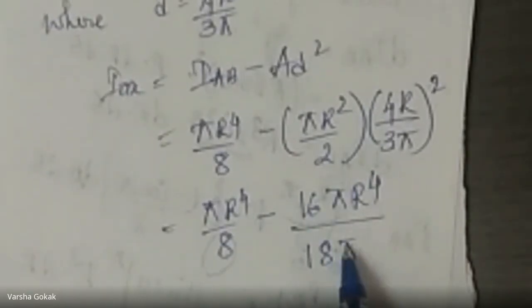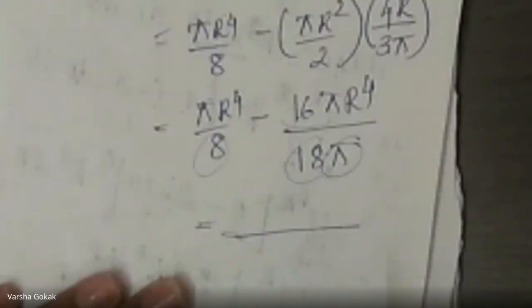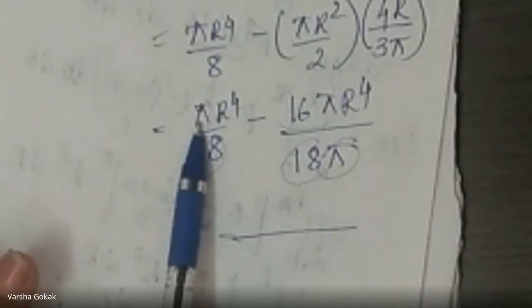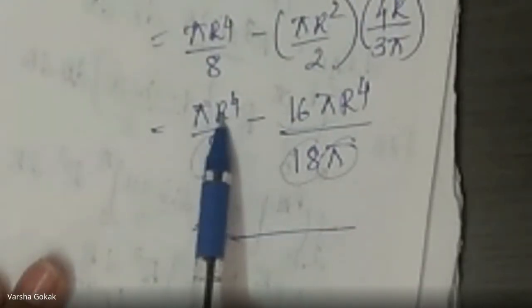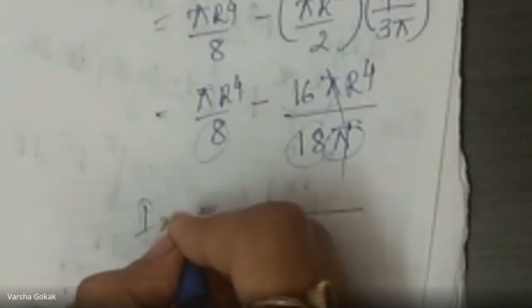You can do one thing, you can substitute for pi and get the result in terms of decimals. Please get me the value in terms of decimal. Put pi as 3.142 divided by 8, and you will get it in terms of r raised to 4. Here 16 into 3.142 divided by 18 pi. Get me this value please. What is your IXX?